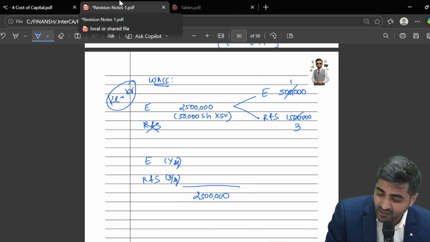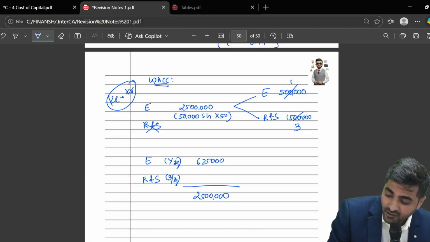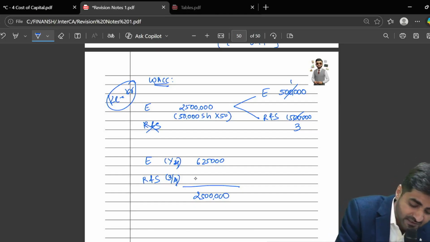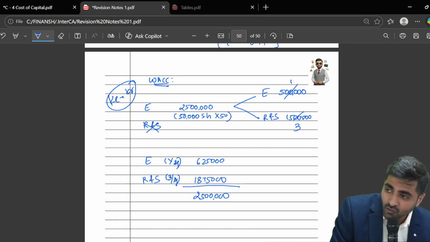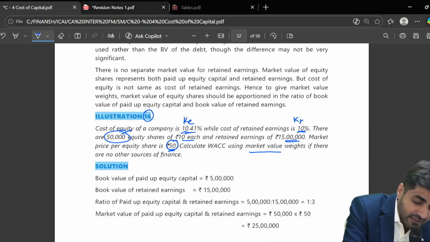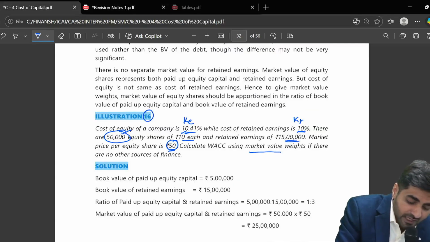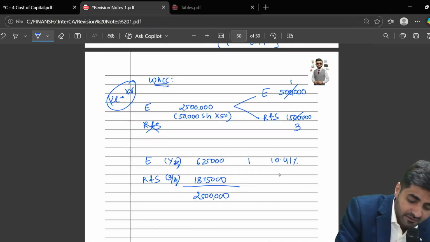So please take 25 lakhs and divide that by 4. Can I say 6,25,000? That will be your market value of equity. And from 25 lakhs, if I subtract 6,25,000, what's my reserves and surplus, which is coming as 18,75,000. And do I have the KE percentage given to you? Yes, sir. How much is that? 10.41. And what's my KR percentage which is given to you? That is given to you as 10%.